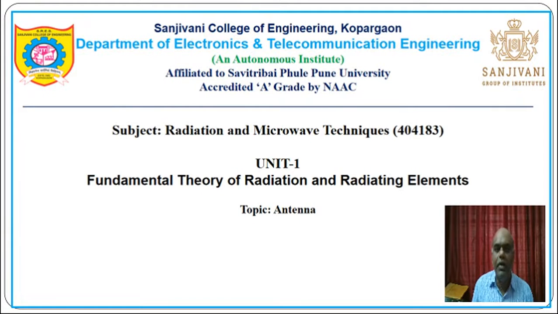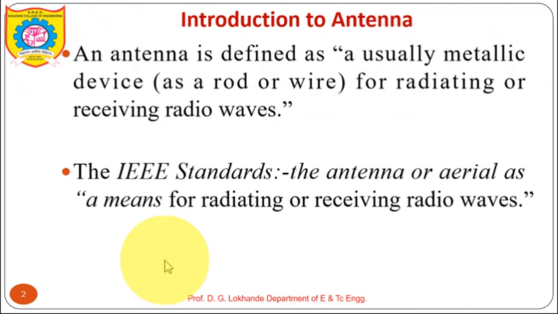Hello friends, today we will see the topic antenna. An antenna is defined as usually a metallic device, such as a rod or a wire, for radiating or receiving radio waves. The IEEE standard defines the antenna or aerial as a means for radiating or receiving radio waves. So basically the antenna is a metallic device which is used for radiating or receiving specific radio waves.